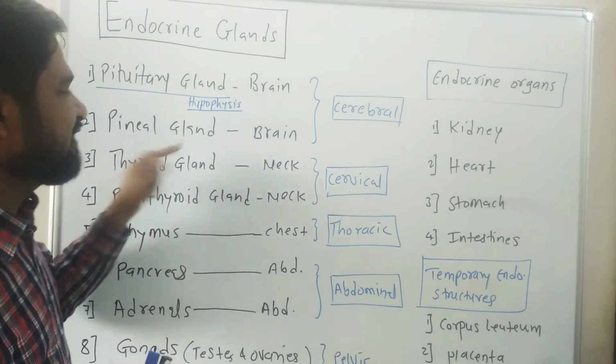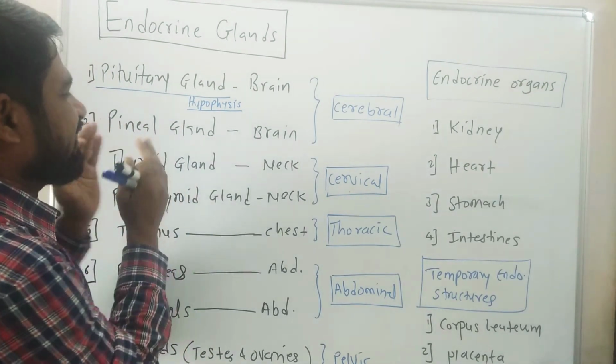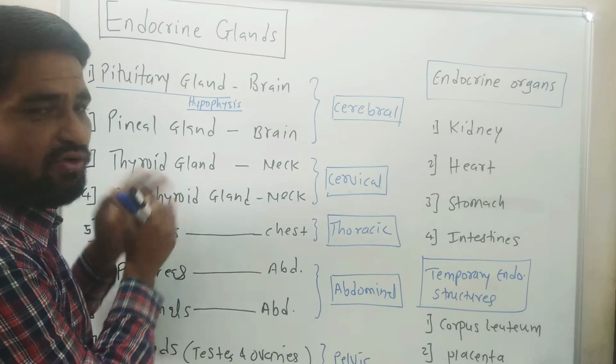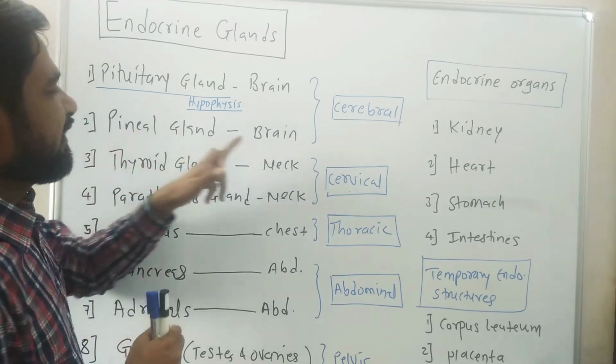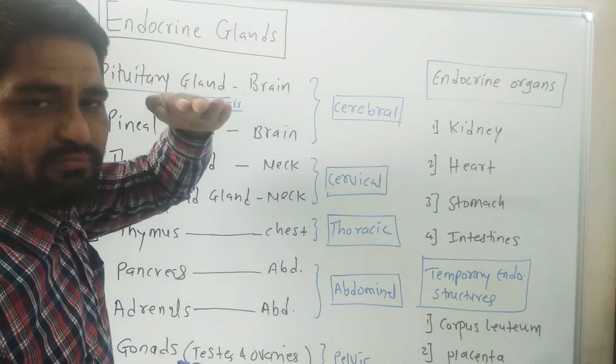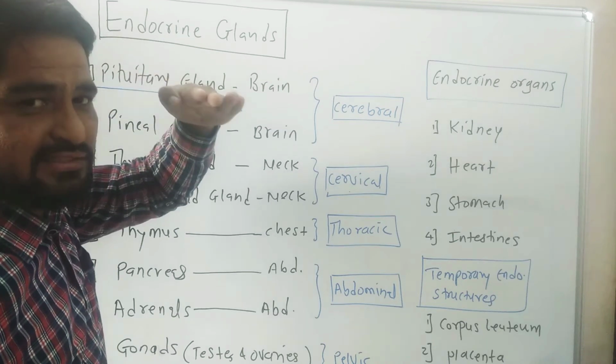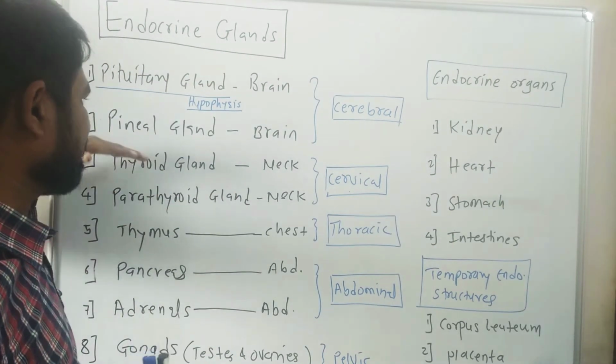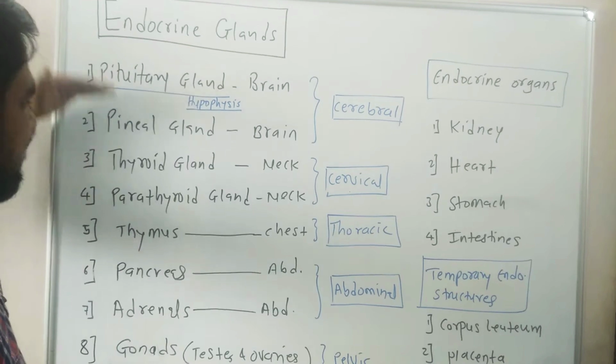Second is known as the pineal gland. This pineal gland is one of the very important glands, which is also called the biological clock of the body. It is also located in the brain, in the roof of the diencephalon, in the epithalamus. So this is the pineal gland, the second gland.